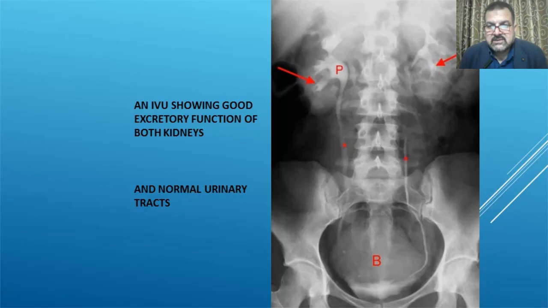Then the 5-minute, 15-minute, and delayed films give you an idea about the collecting system. As you can see here, is it normal? We can see it written normal in the slide, but maybe you can find some dilatation in the right pelvis. Usually you need to compare both sides together. I see some dilatation in the right pelvis.